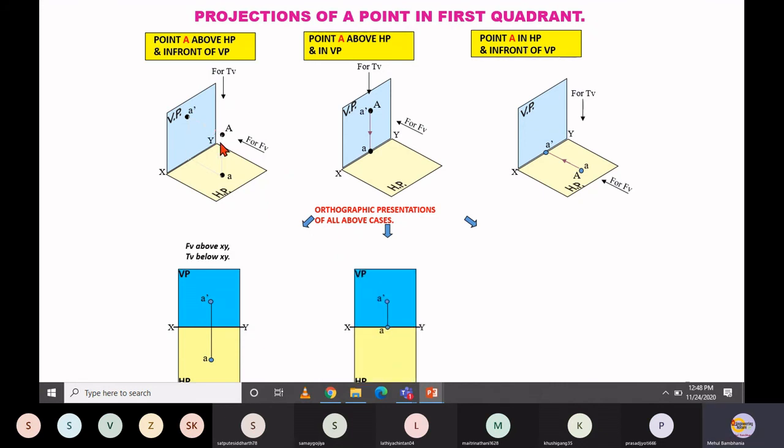What happened with the second case? If it is the second case, conceptually it looks like this, but when we talk about the answer, first you have to make the XY line. Where exactly is the front view? See, this is the front view. It is located above the XY line. So this is the XY line. Above the XY line, you have to locate the front view by giving the notation A dash. Where is the top view? This is the top view location. The top view is exactly on the XY line, aligned to the front view.